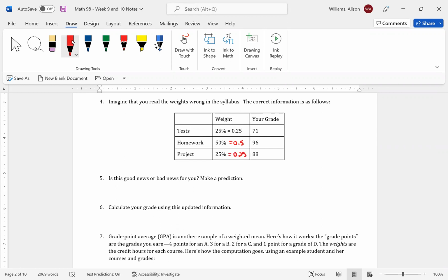That's good news because our homework is actually our best grade overall. We have a solid high A on the homework. So if it's weighted more, that means that it's going to bump our grade up. So it's good news. Our grade is going to increase, and we might have a shot at an A.